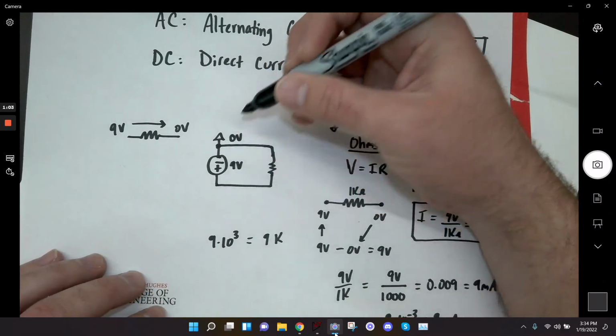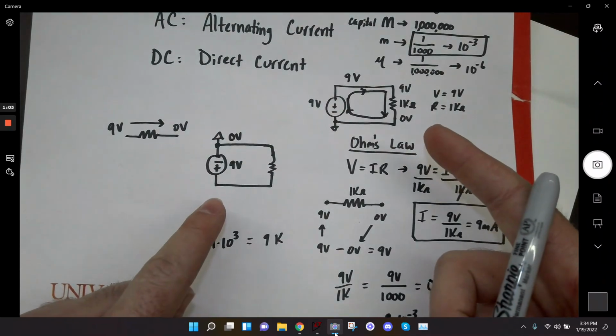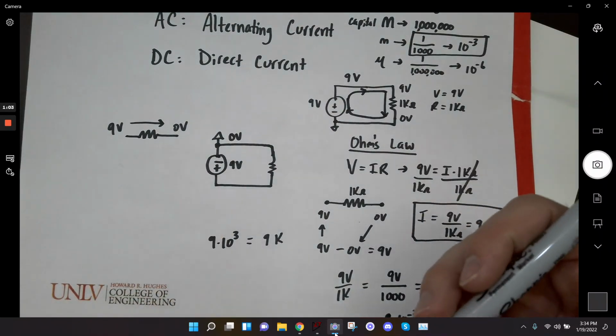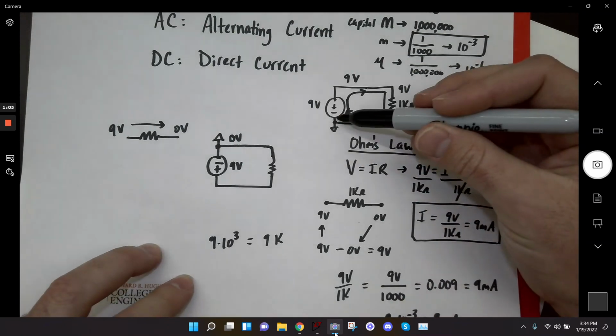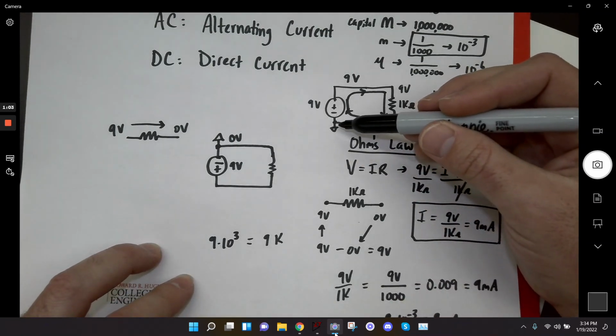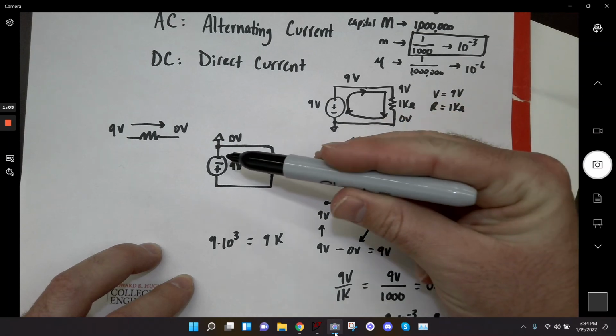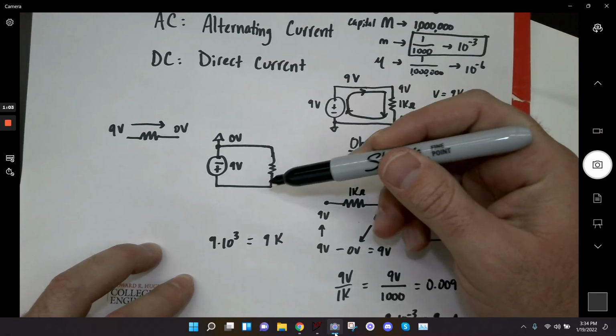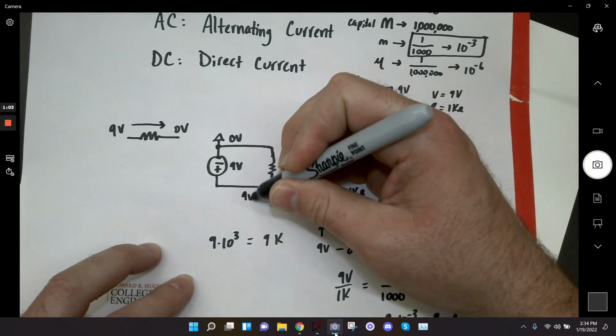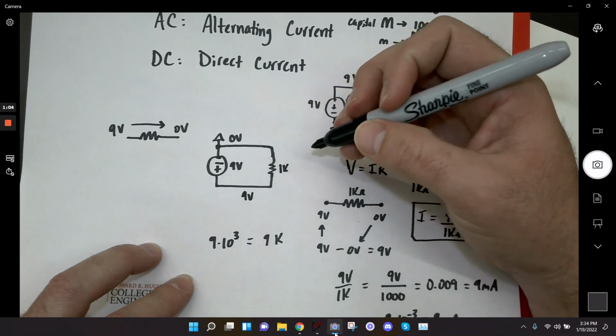But see, this is what I'm saying. This is the exact same circuit, but you just have to note where the connections are. So here I had my ground connected to my minus terminal. Here I have my ground connected to my minus terminal. This is a 9-volt battery, so I know I have 9 volts here. This is a 1K resistor.